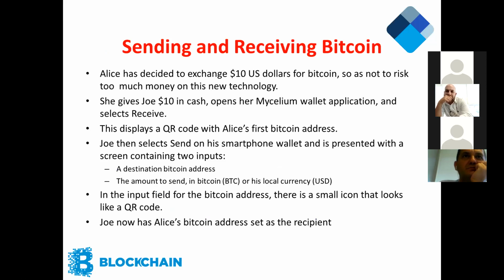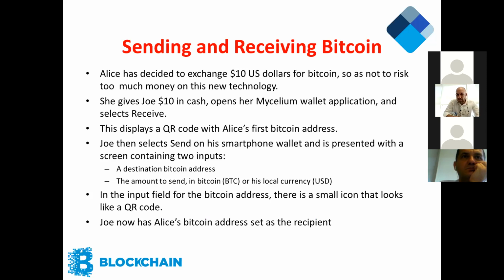Now let us see how Alice will receive this Bitcoin. Alice has decided to exchange $10 of Bitcoin, so as not to risk too much money on this new technology. So she gives Joe cash by hand, opens her Mycelium wallet and gives him the QR code. At the same time, Joe opens his wallet, which displays a QR code with a Bitcoin address. Joe then selects send on his smartphone.